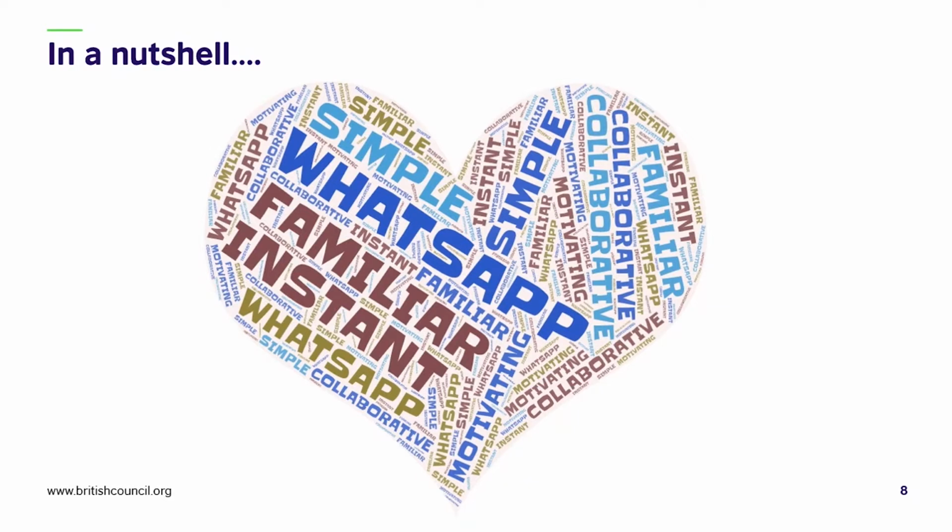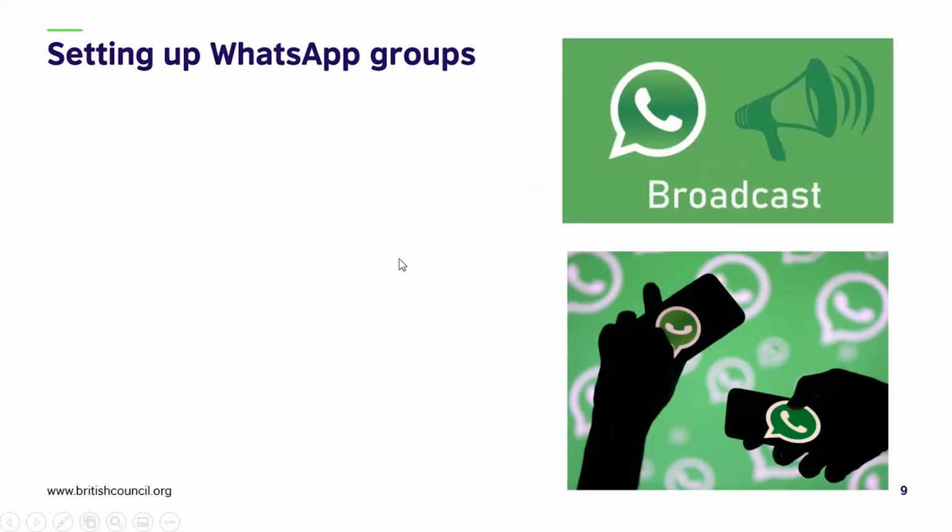It's collaborative, and you can see from the activity in the previous video that students collaborated together through a WhatsApp group to work on an activity. They shared pictures from the quarantine, commented on each other's pictures, and shared what the picture represented for them. So it's collaborative, simple, instant, and familiar. So our next part is about how to set up the WhatsApp groups.